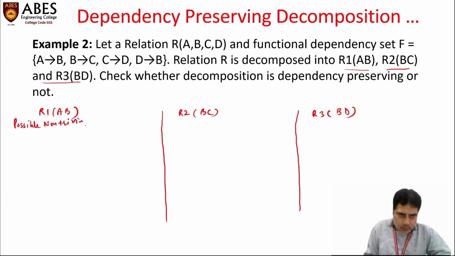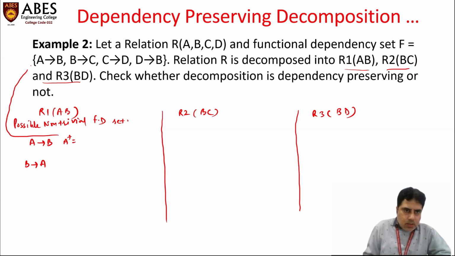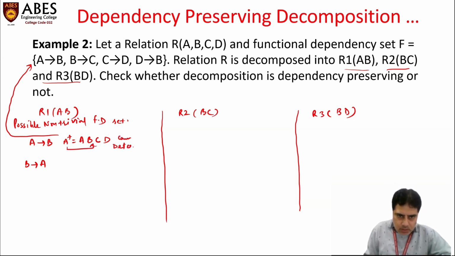Non-trivial functional dependency set. From AB, we can determine A to B and B to A. Now take the attribute closure from the original functional dependency: A to B, B to C, C to D, and D to B. So we can determine A to B. So it will hold. Now take the attribute closure of B: B to B, B to C, C to D. We cannot determine A.